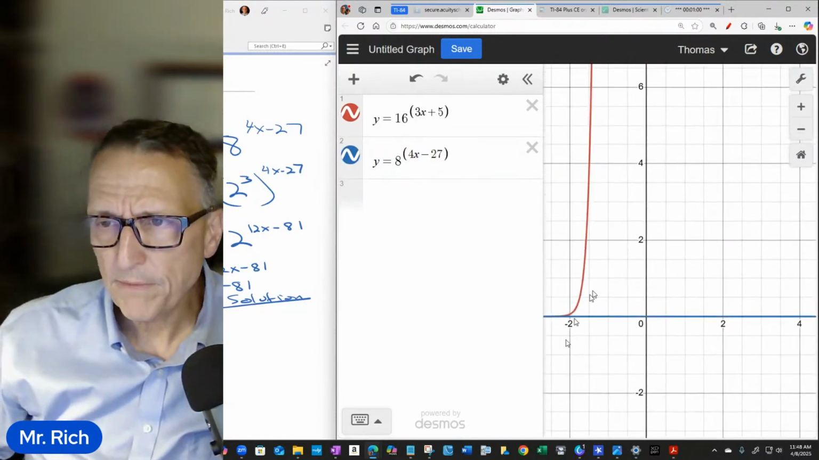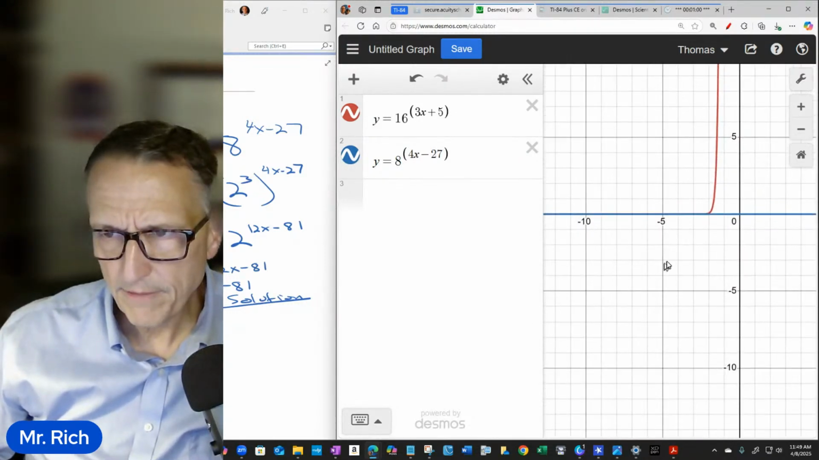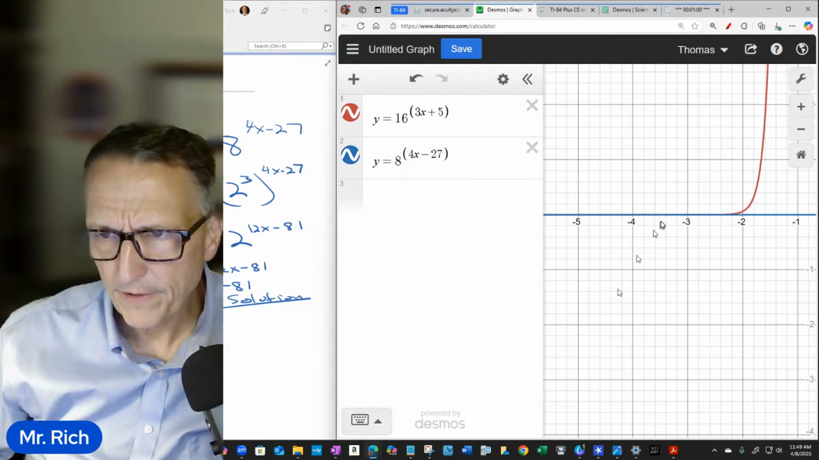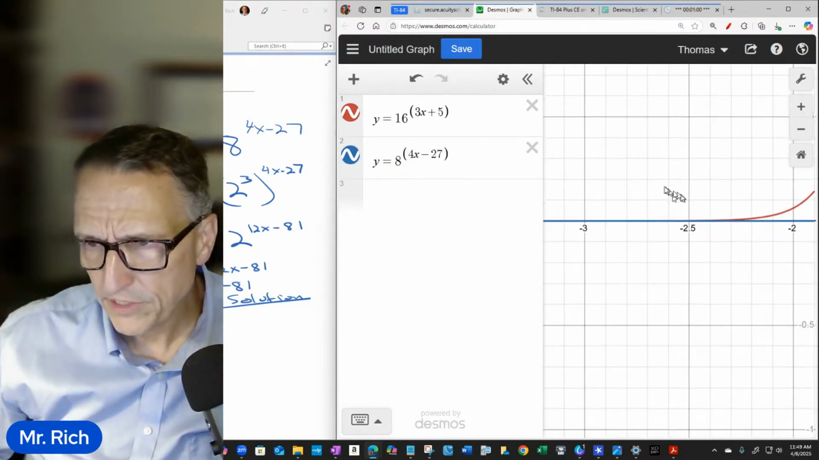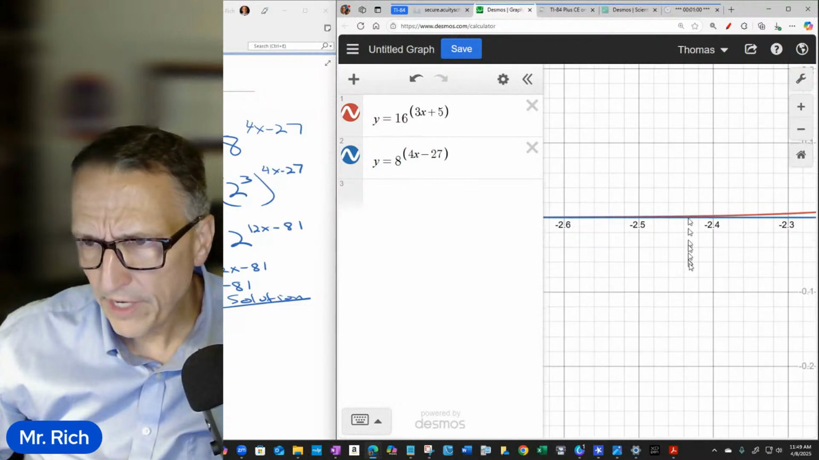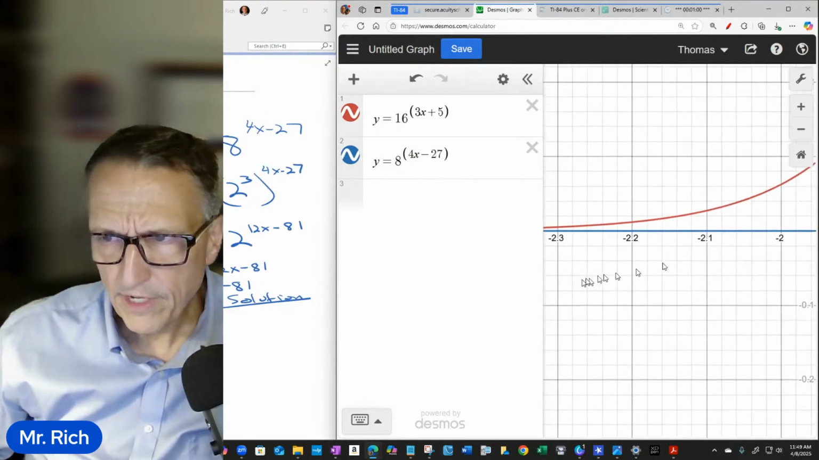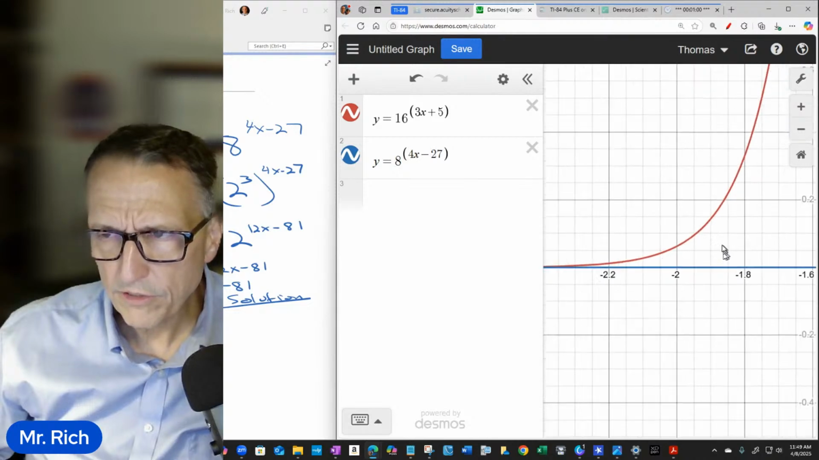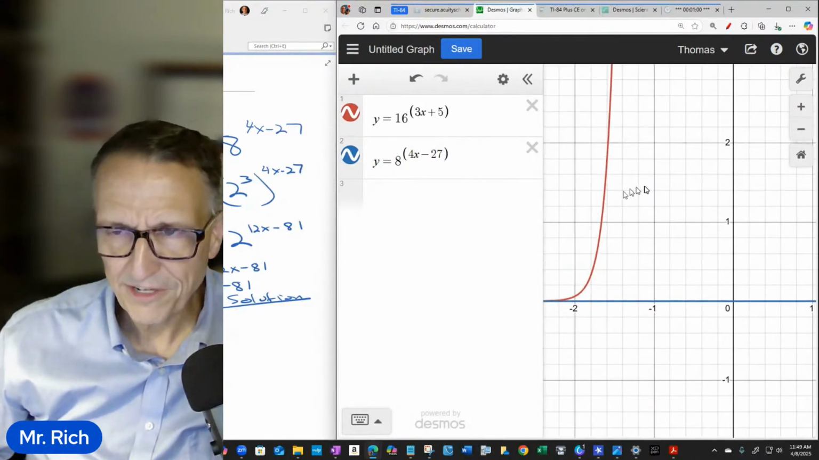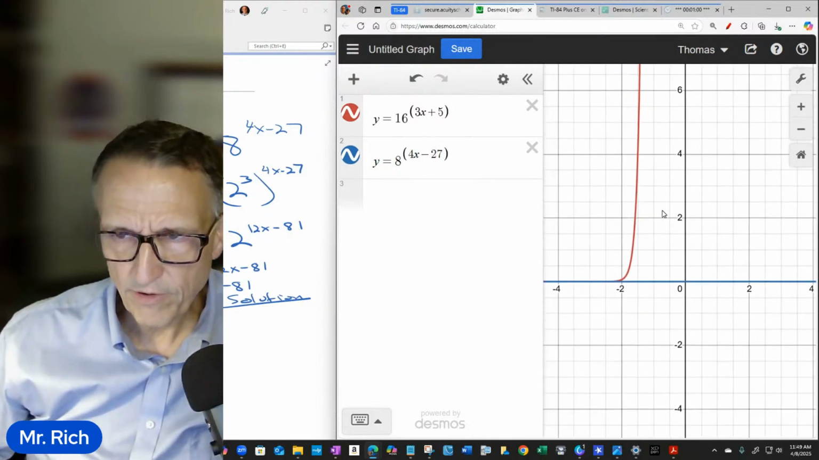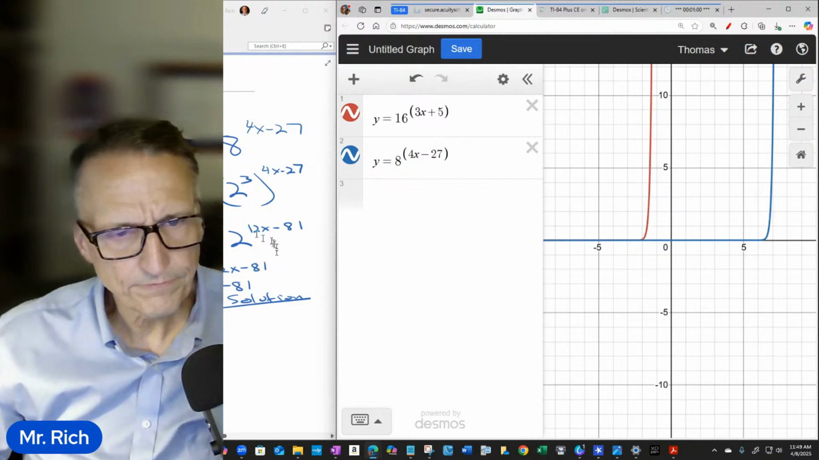But what you can see is apparently these functions will never intersect. They are both approaching the same horizontal asymptote, but if you zoom in far enough, you might be able to see that the red line is on top of the blue line. So they're never intersecting each other. That kind of confirms our solution, that there is no solution to the equation, because the left-hand side graph and the right-hand side graph are never going to intersect one another.